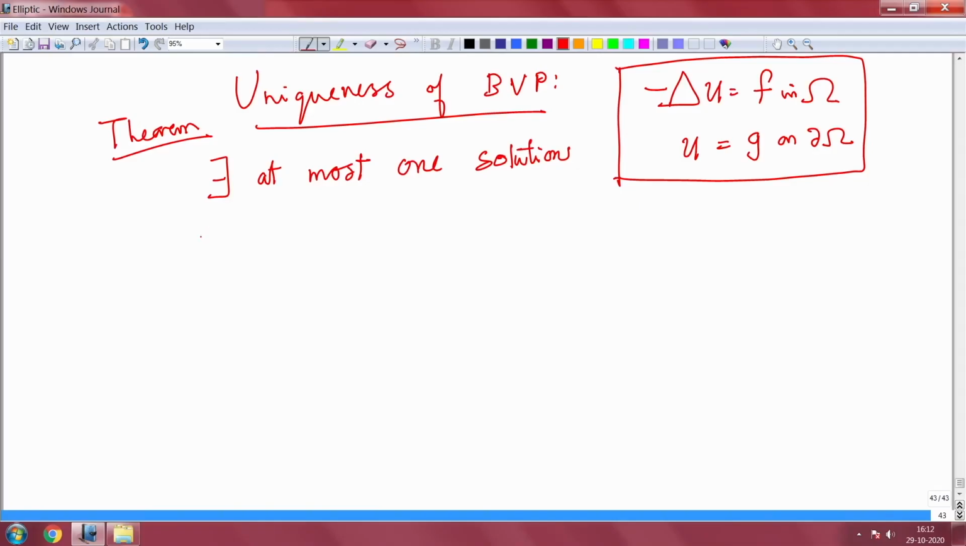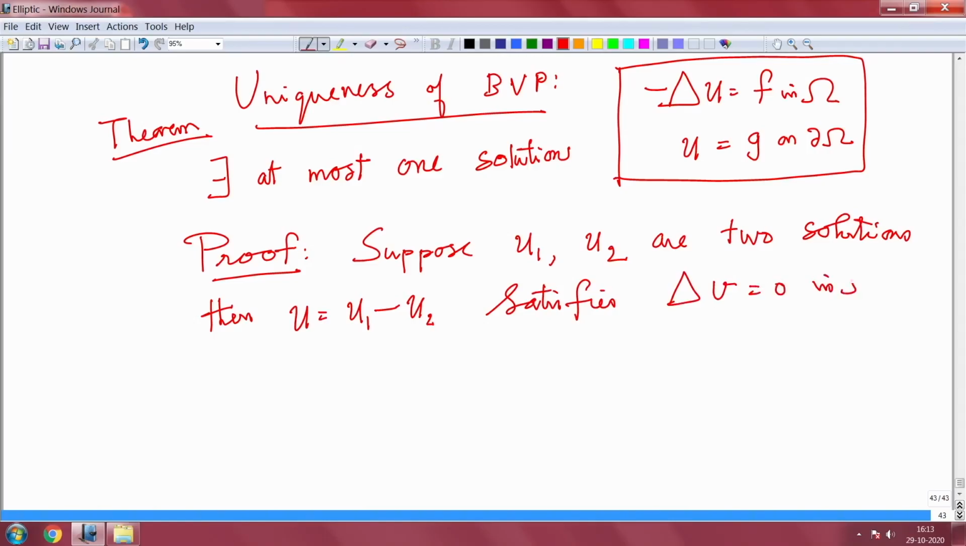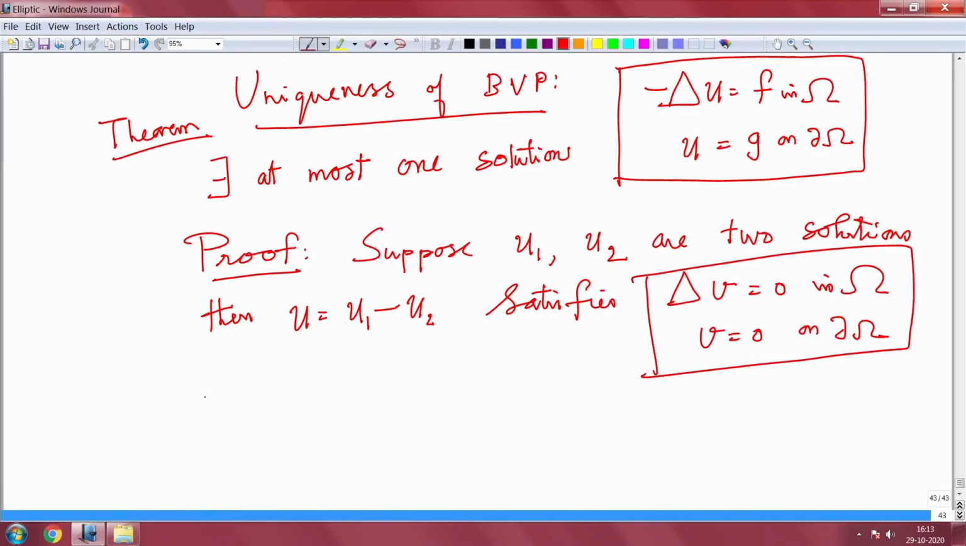So how do you prove it? That proof is trivial. Suppose U1, U2 are two solutions, then V equal to U1 minus U2 satisfies Laplacian of V equal to 0 in omega and V equal to 0 on the boundary of omega. That is it, right.